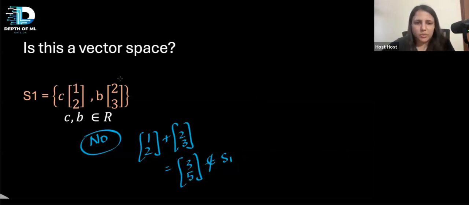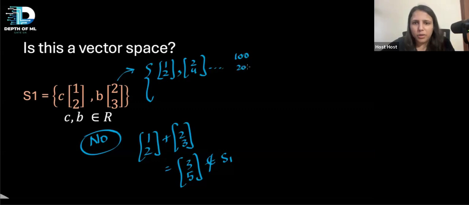So what is this vector space? Okay, let me expand this set. So it has multiples of (1, 2). It has (1, 2), it has (2, 4), and so on, say (100, 200). And it also has (2, 3) and also the negatives of it, (4, 6), and so on, (200, 300), and so on.